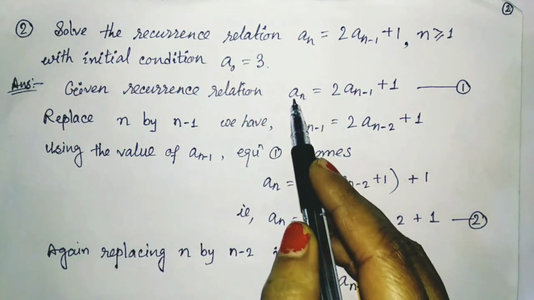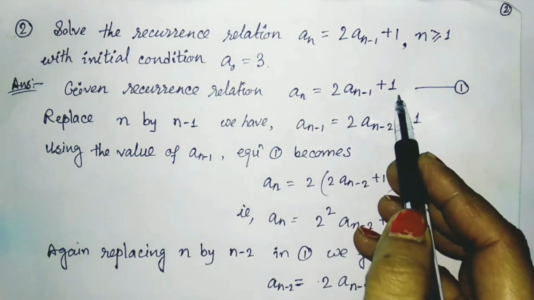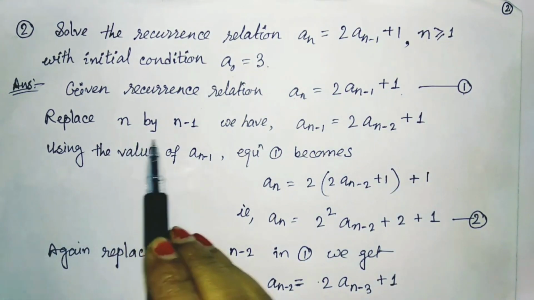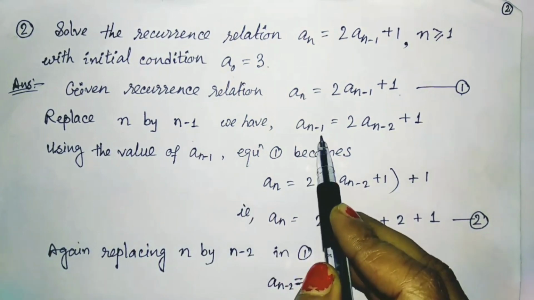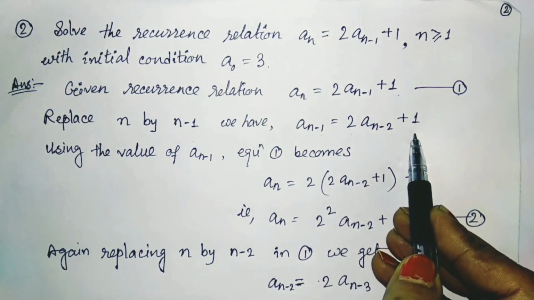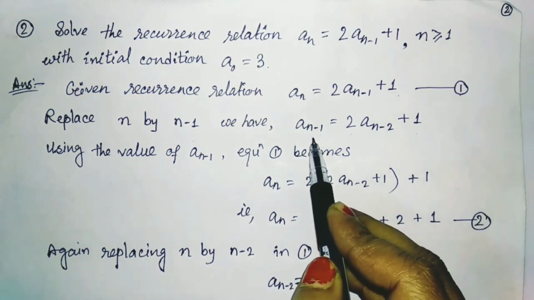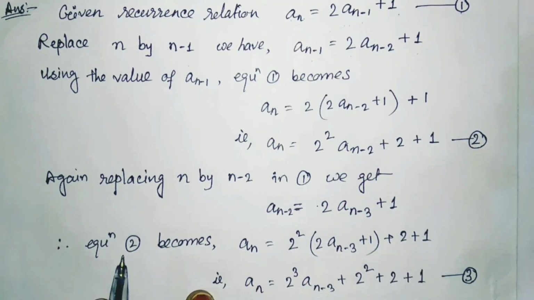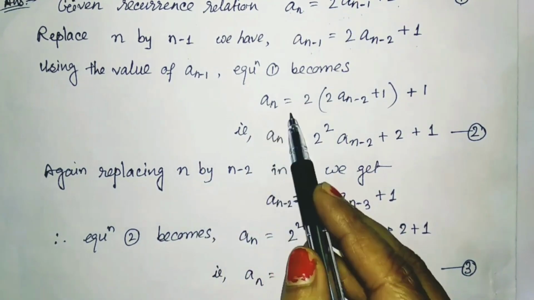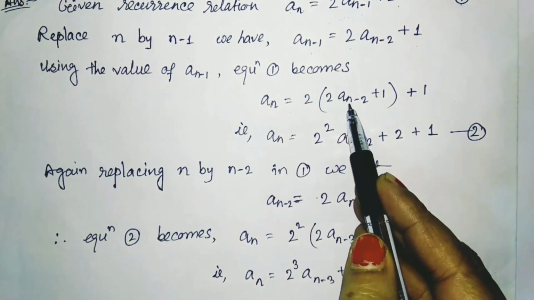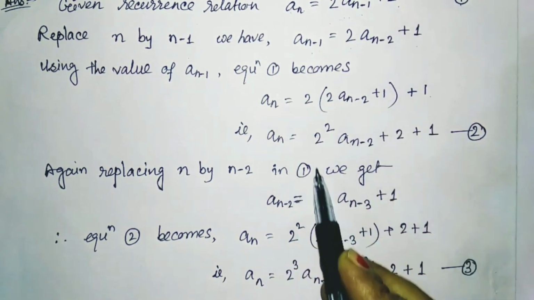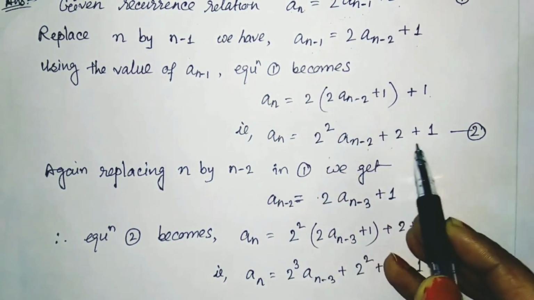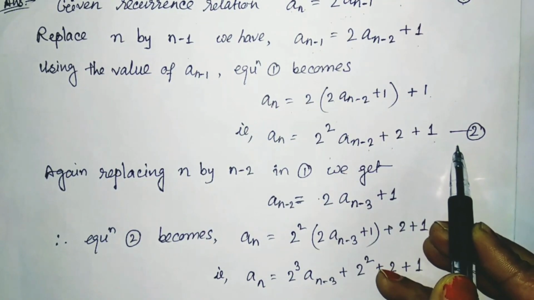So the given recurrence relation is a_n = 2a_{n-1} + 1, that we can mark as equation number 1. Exactly like the previous one, we replace n by n-1 and we will get a_{n-1} = 2a_{n-2} + 1. Now this value of a_{n-1} we substitute in the given equation number 1 in the place of a_{n-1}. So after substitution, we will get a_n = 2(2a_{n-2} + 1) + 1. If we simplify, we will find out 2^2 a_{n-2} + 2 + 1. That we mark as equation number 2.